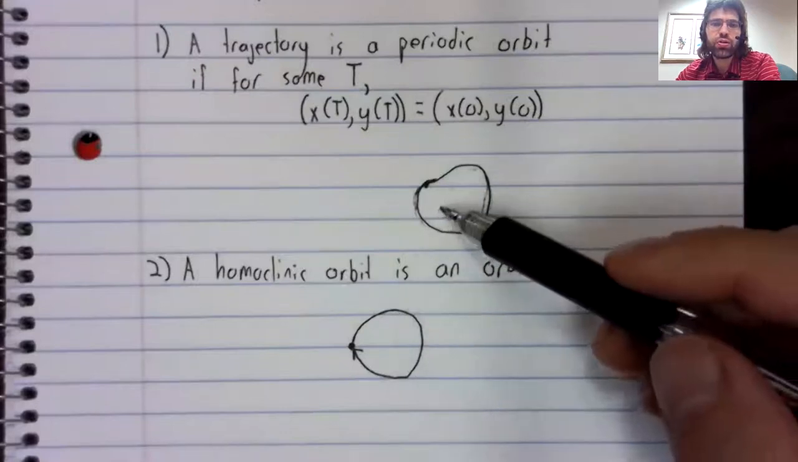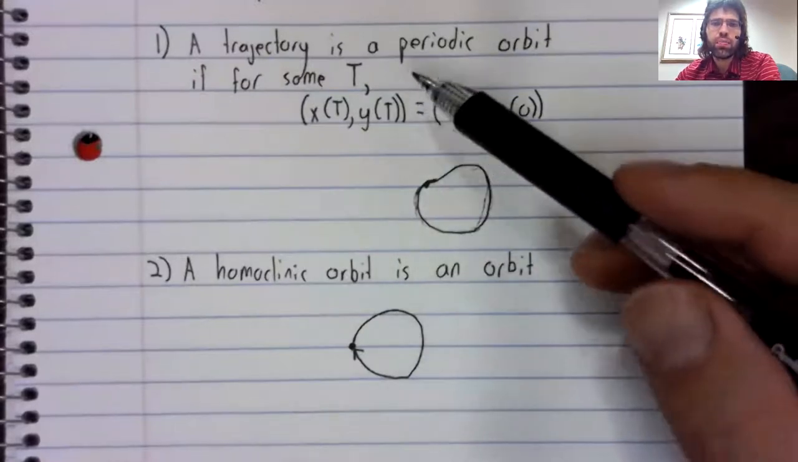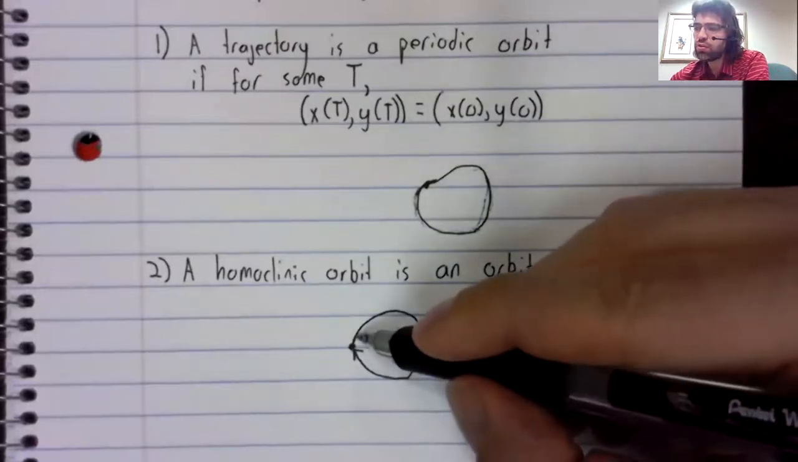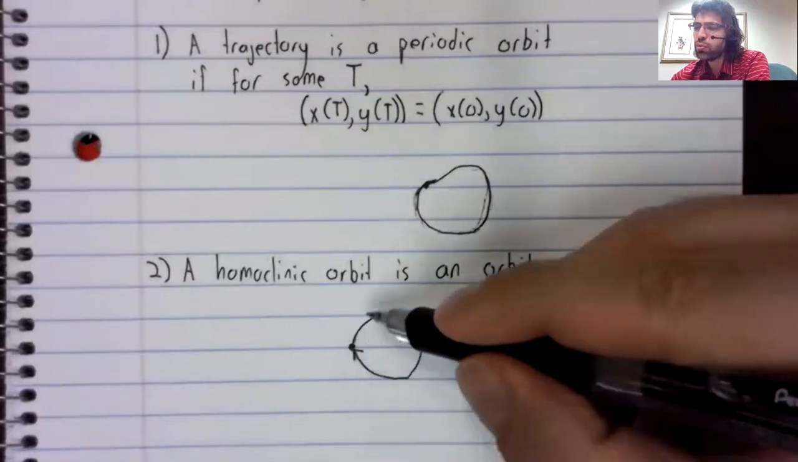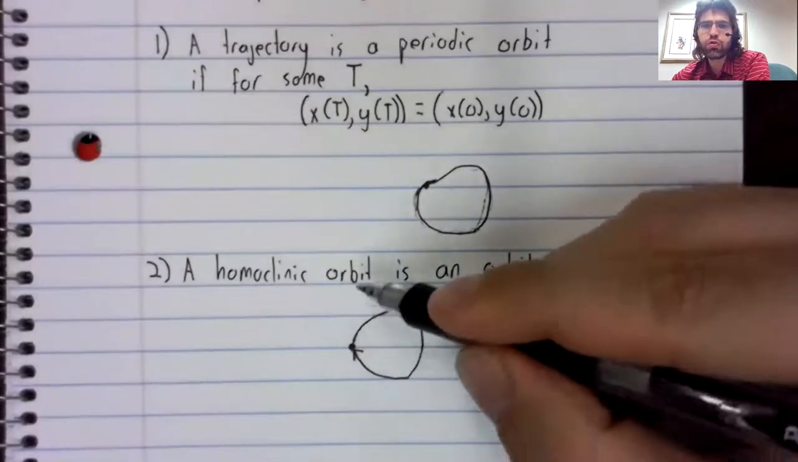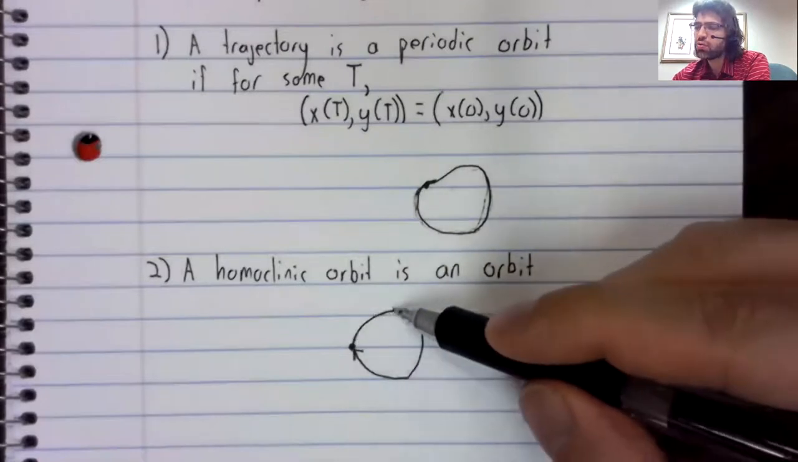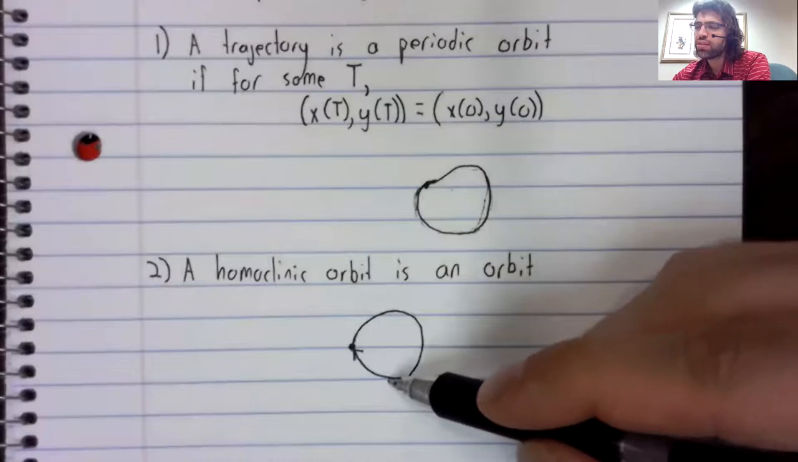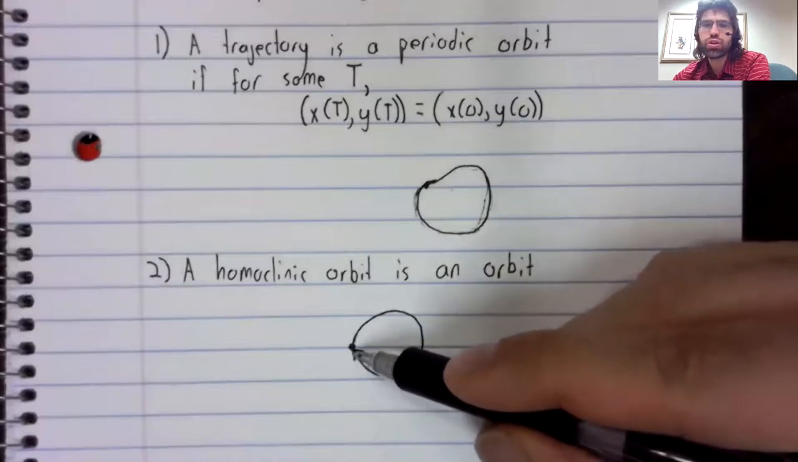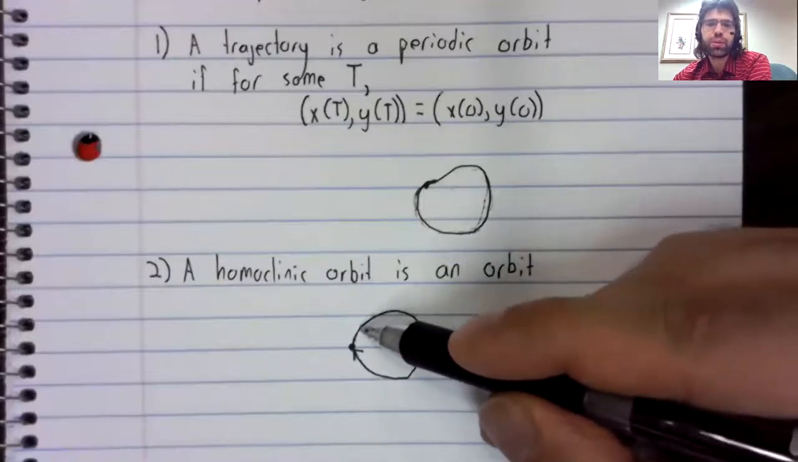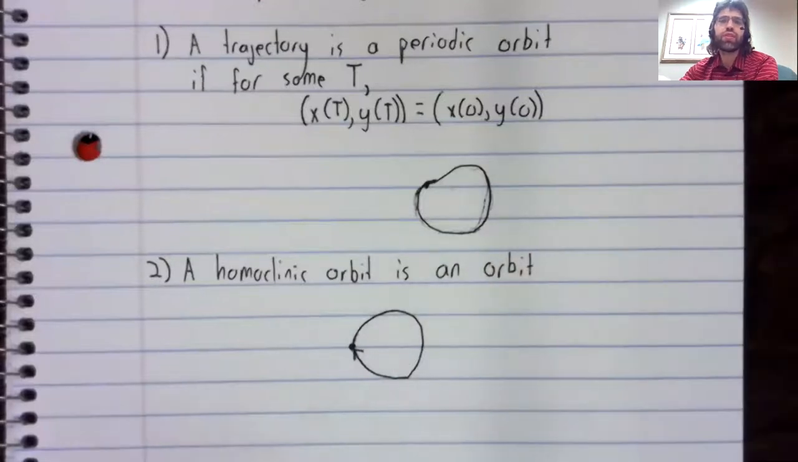And our pictures look similar, but these cases are different. As time goes to infinity, we don't travel around and around a homoclinic orbit. As time goes to infinity, we asymptotically approach the fixed point. And as time goes to negative infinity, we asymptotically approach the fixed point.